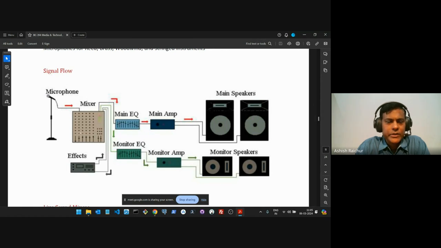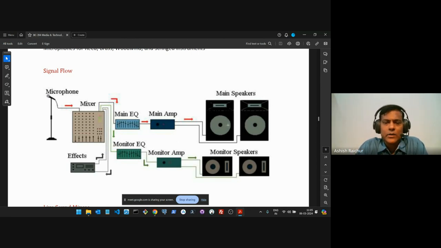Your mixer is combining the sounds that are coming from multiple microphones. The equalizer then controls various frequency levels. You're adjusting the various frequency levels. And the amp is increasing, giving it a little bit more boost, higher levels.